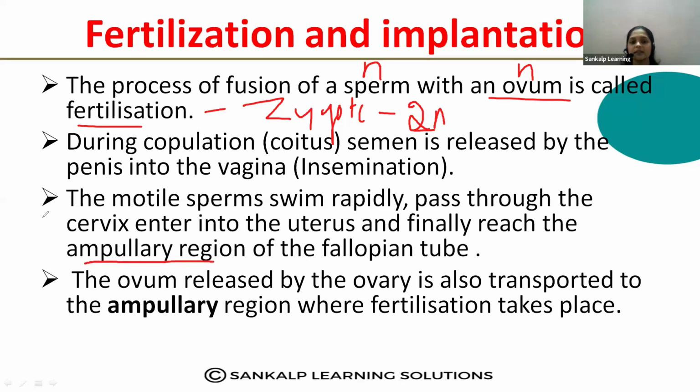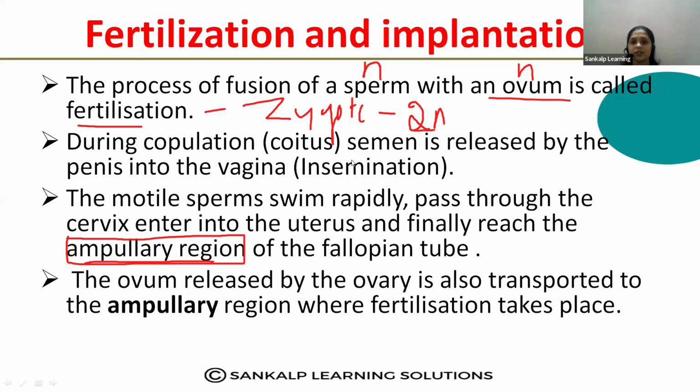The ampullary region is the largest part of the oviduct, and this is also an important point: the fertilization takes place there. Fusion of the male and female gametes takes place at the ampullary region, or ampulla region, of the fallopian tube. Then how do these sperms move in the uterus?